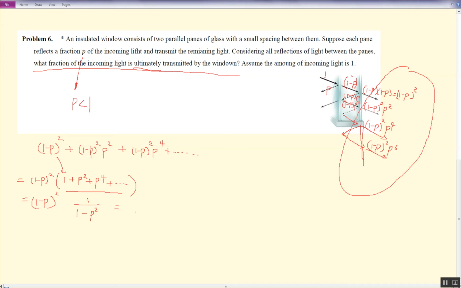And at the end, let's simplify that. The bottom, 1 minus p squared, can be factored as the quantity 1 minus p times the quantity 1 plus p. And one of the 1 minus p is cancelled, so we are left with 1 minus p over 1 plus p. So this concludes this problem number 6.